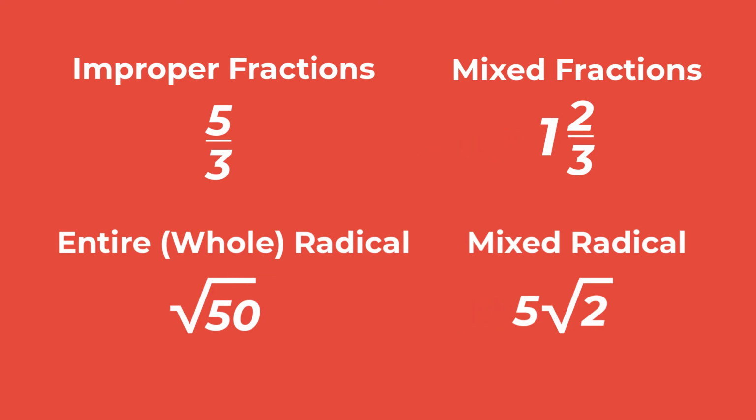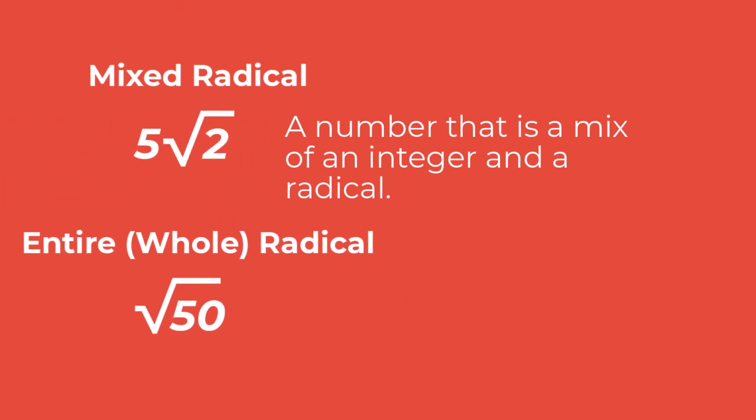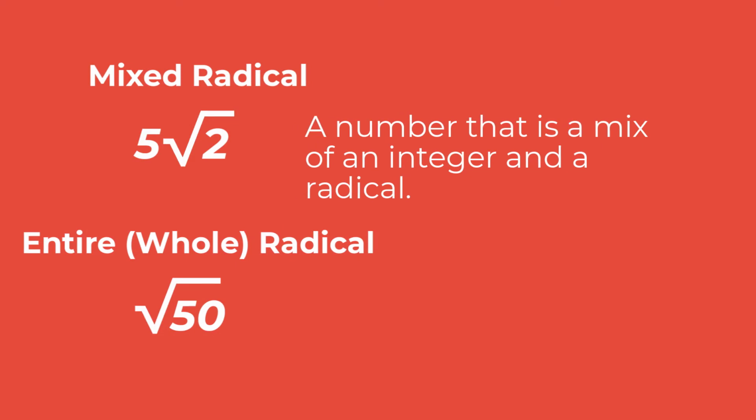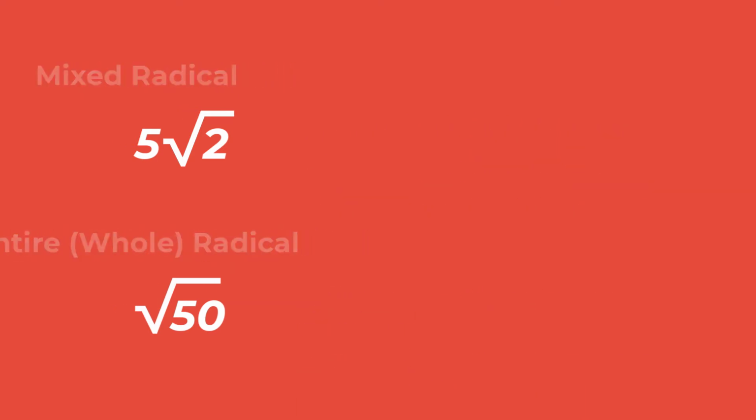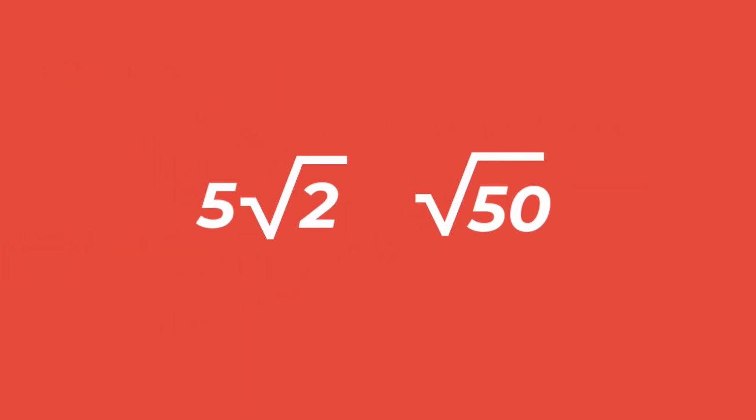In fact, this is how we can identify the difference. A mixed radical is a number that is a mix of an integer and a radical, while an entire radical is just made up entirely of a radical. Looking at these two types of radicals in front of you, it turns out they are actually the same. Let's turn to the whiteboard and see how it is that they are the same.